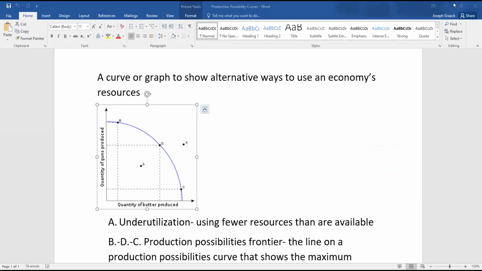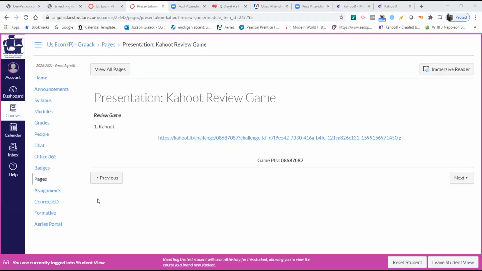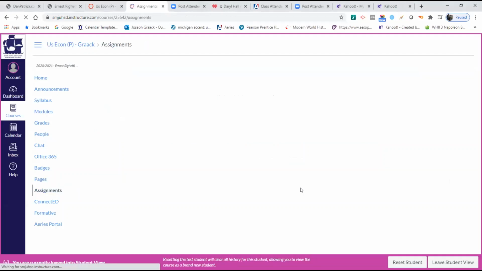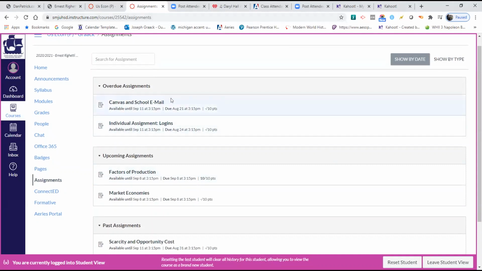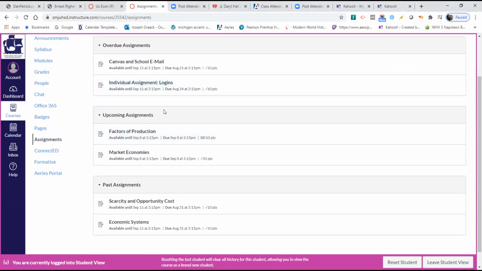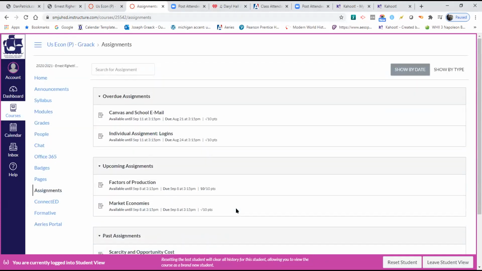Okay. So let me open this part here. A couple of things, going back to your assignments, there's been a number of issues, but if you notice, these here are things that we did the first week. Those are still available. Scarcity and opportunity cost, economic systems as well are still available. So everything that we have is still open for you to turn in if you have not.